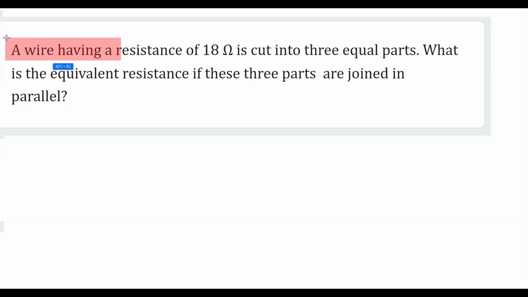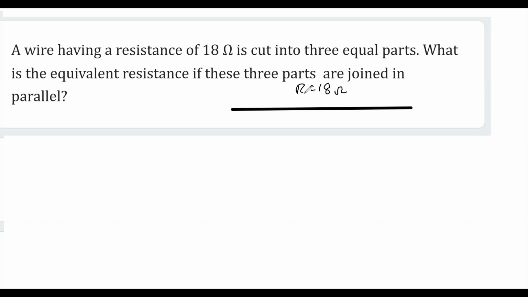In this question, a wire having resistance 18 ohm is cut into three equal parts. Let's say I take a wire here. This is the wire, and its resistance is given as 18 ohm. Say I take R as 18 ohm for this wire, say AB.